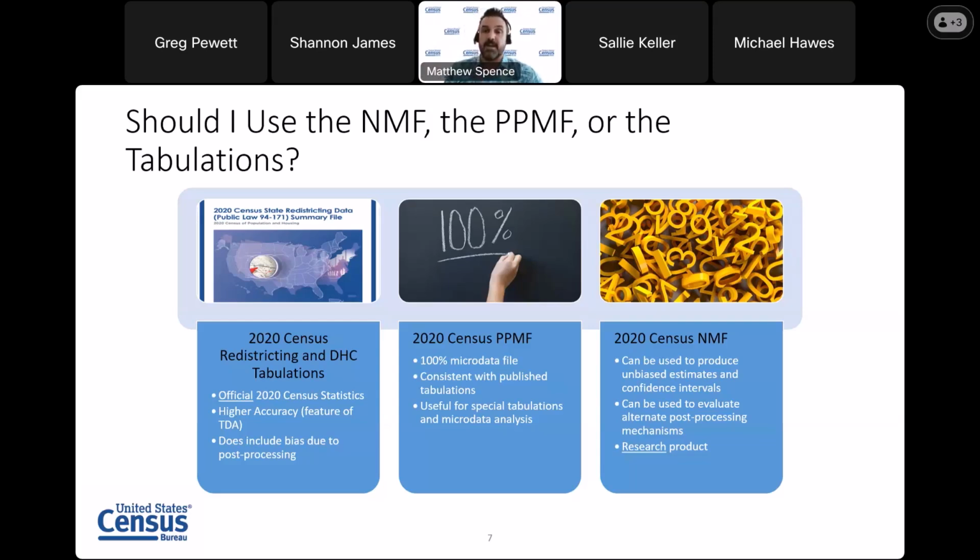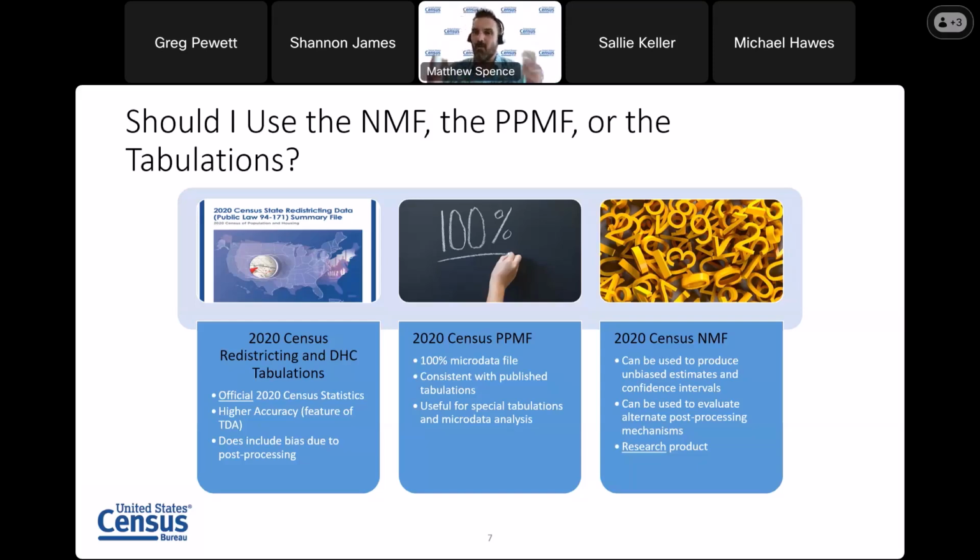So finally, we'll talk about the thing on the right. This comes in the middle of the process. Remember, we get those tabular counts, and then we add noise to them. Those end up being inconsistent, and they can be negative, and they're not very user-friendly. They're not very intuitive, and they don't match the official 2020 census statistics generally, and they don't match the PPMF.